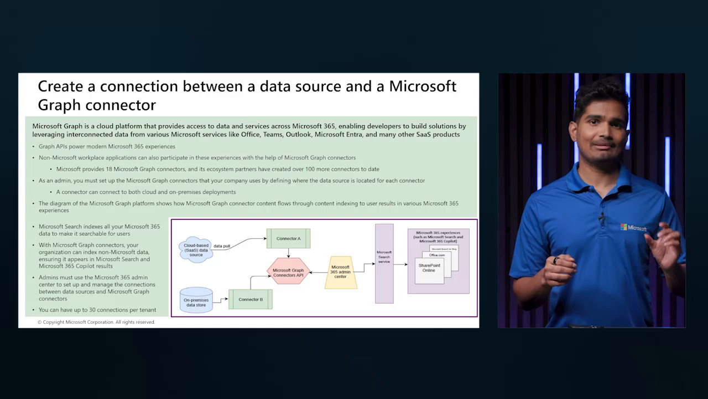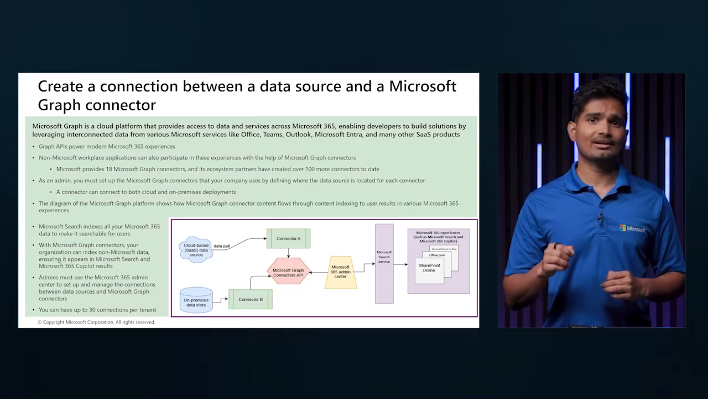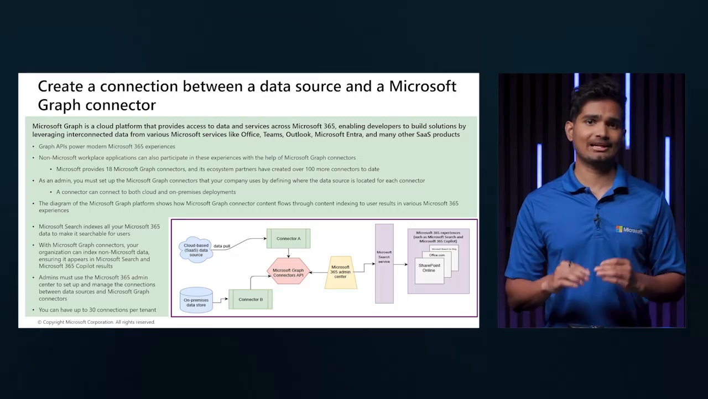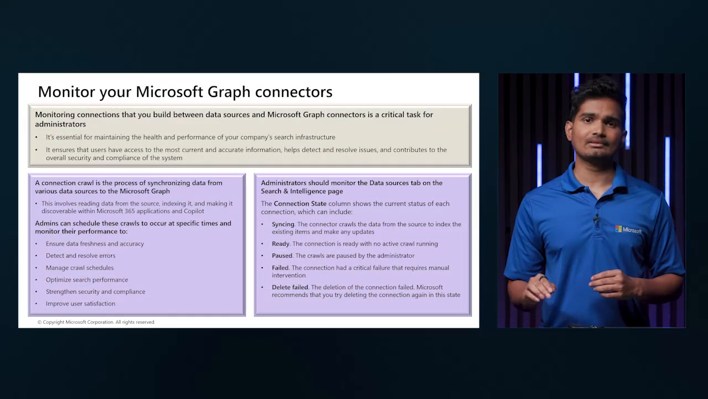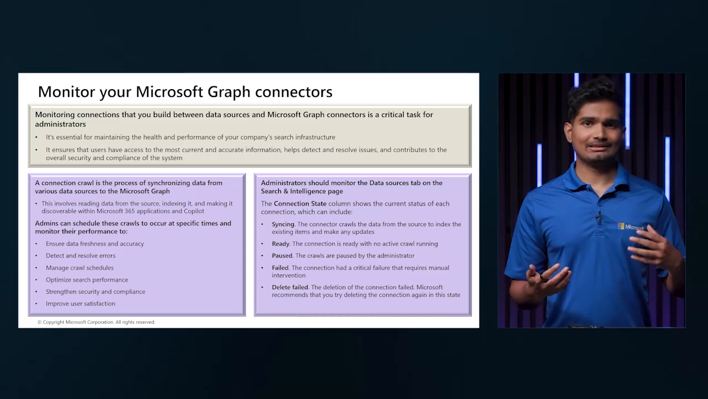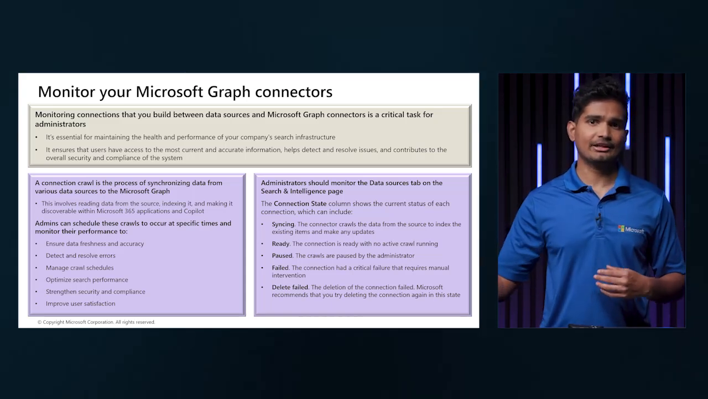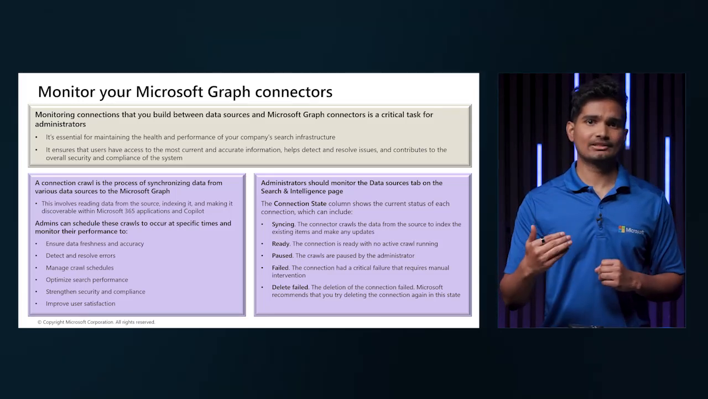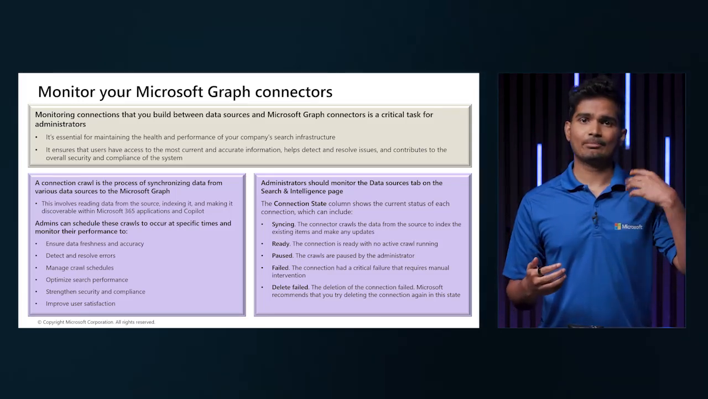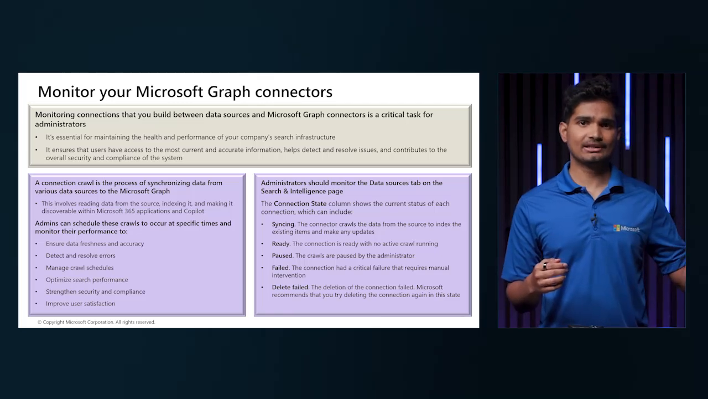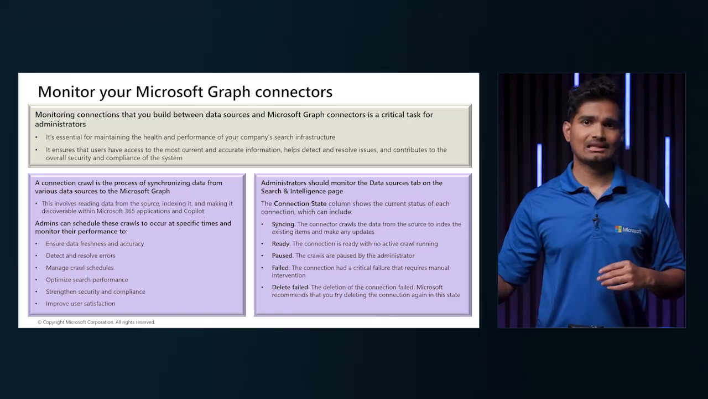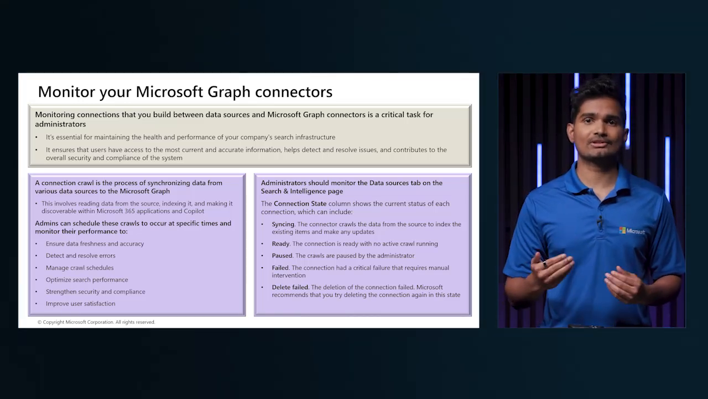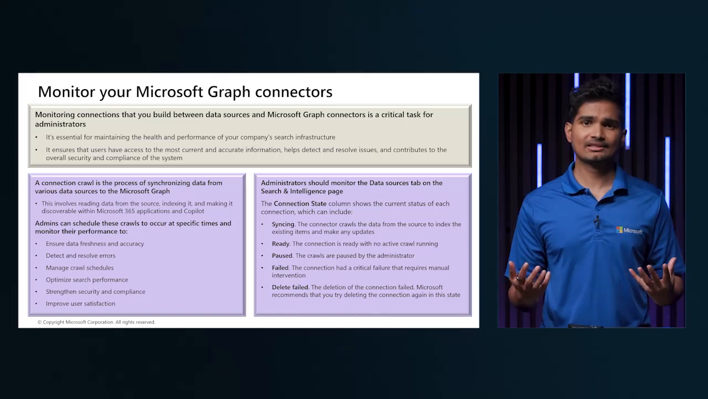Administrators can set up and manage these connections via the M365 Admin Center with a limit of up to 30 connections per tenant. Monitoring connections between data sources and MS Graph ensures that your searches are current and accurate. A connection crawl is the process of syncing data from various data sources to the Microsoft Graph. Connection crawls are scheduled to run at specific intervals. It ensures that your data is fresh and accurate.